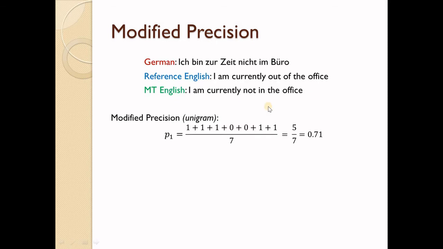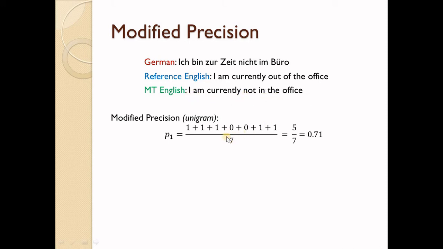So in the next video, I will describe what unigram and bigram mean. So let's say I will use the same example here. The reference English is this, and the machine translated English is "I am currently not in the office." Now for the modified precision for the unigram, what will happen? So here we have 1, 2, 3, 4, 5, 6, 7.